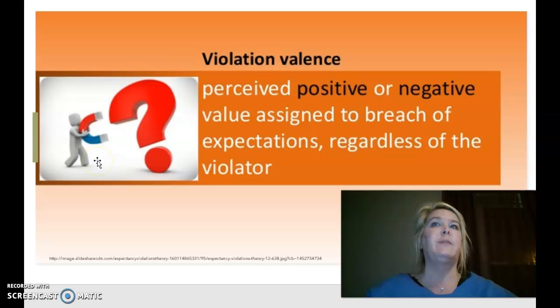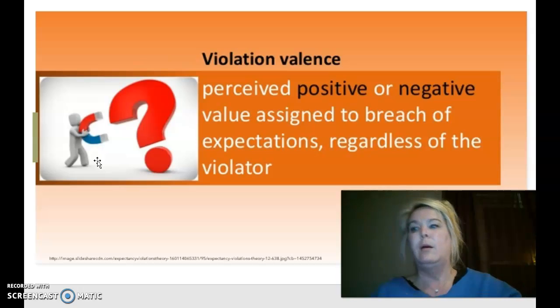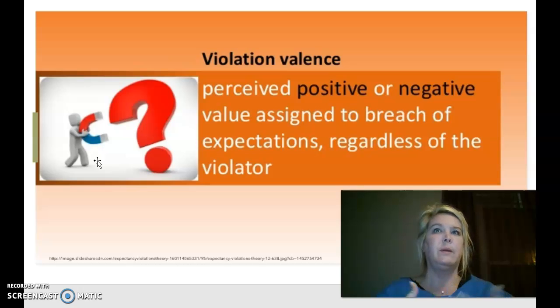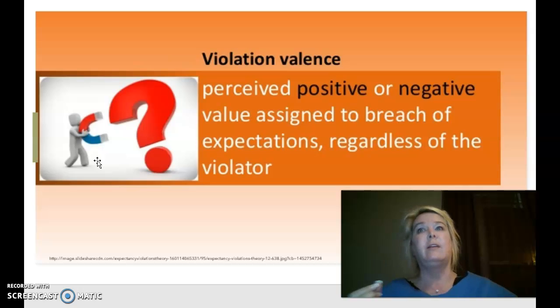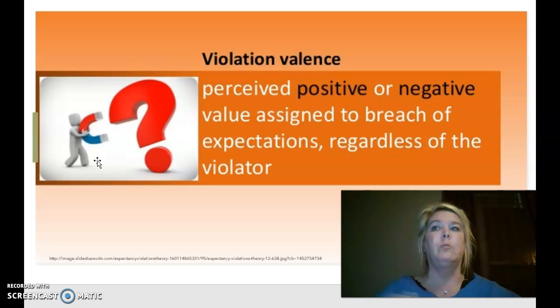The violation valence is the perceived positive or negative value assigned to a breach of expectations, regardless of the violator. What this is saying is, do we find that act good or do we perceive it to be bad? Can we process this through something that we like? If we don't like it and the valence is negative, we do less than is expected, according to Burgoon. And if we do like it, then we do more. We go further with this.